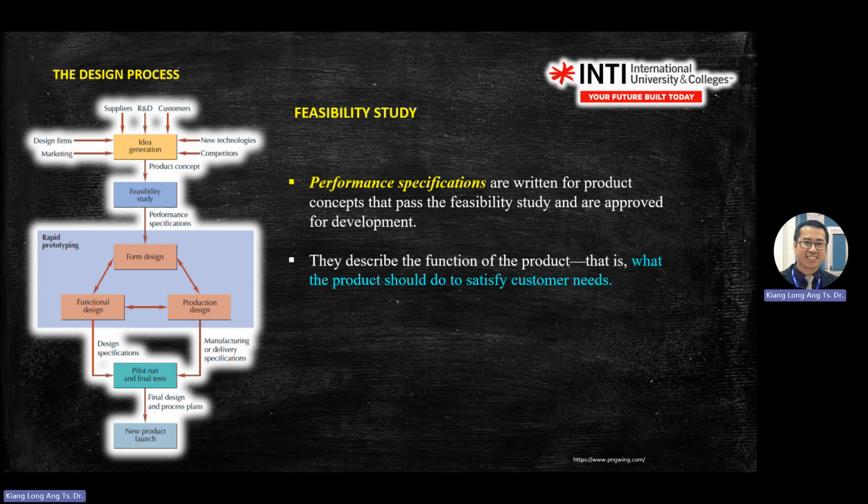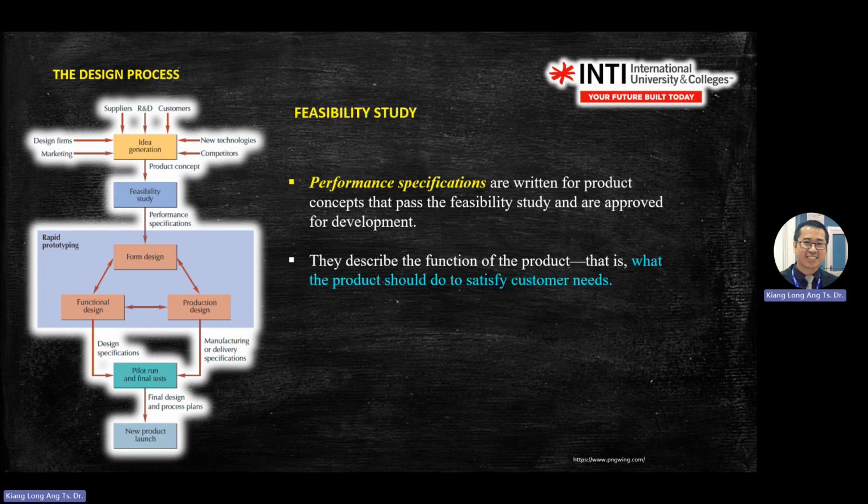Okay. Now, for example, water rocket projects. The performance specification for your water rocket projects is what the product should do to satisfy customer needs. What should your rocket do? It should be able to fly from one end to the other end of the basketball court, and be able to launch according to customer needs. For example, it should be able to land at the middle court of the basketball court. It's a description of what the customer wants.